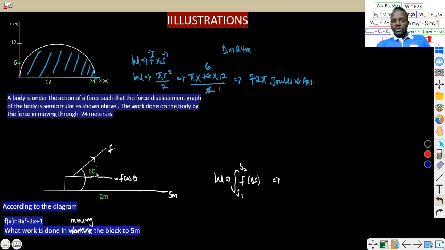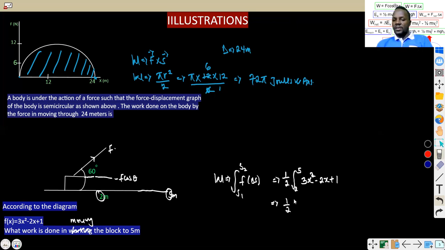Here I have cos of 60 degrees. This is 60 degrees. Cos of 60 degrees is 1 over 2. So the integration, I'm taking it from the distance of 2 meters to a distance of 5 meters. So we are taking this from 2 to 5. I'm integrating the function of the force, which was given as 3x squared minus 2x plus 1. Now, our knowledge of integration is needed here because we have 1 by 2 outside. Where is 1 by 2 coming from? Cos of 60. Then the formula is the integration of F ds.